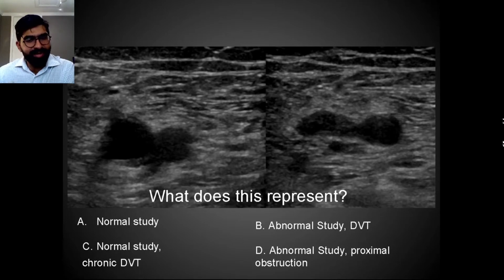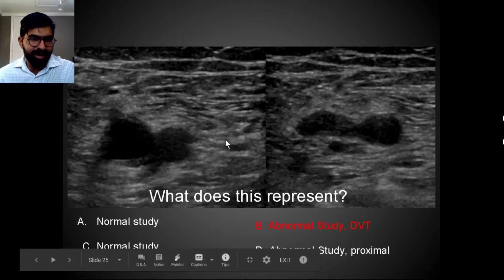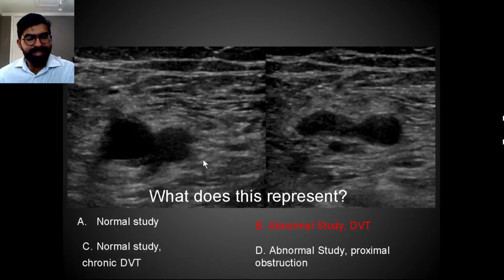So again, pretty obvious. For the people that know, you're looking at the left groin for the very same reasons. The artery doesn't compress as much as the vein here. And in fact, this does represent an abnormal study with a DVT. The normal study with the chronic DVT wouldn't really make sense here again. But let's talk about that in the next slide here.